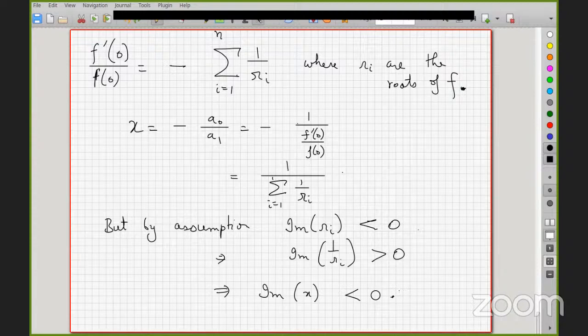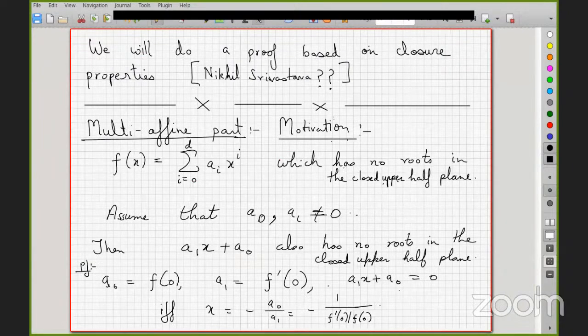So what does this say? This says that if I take the so-called multi-affine, the affine part of f, so if f is a polynomial that has no roots in the closed upper half plane, and I take the affine part of f, that also has this property. What is the affine part? Just the part which is degree at most 1. Okay, so is that clear?